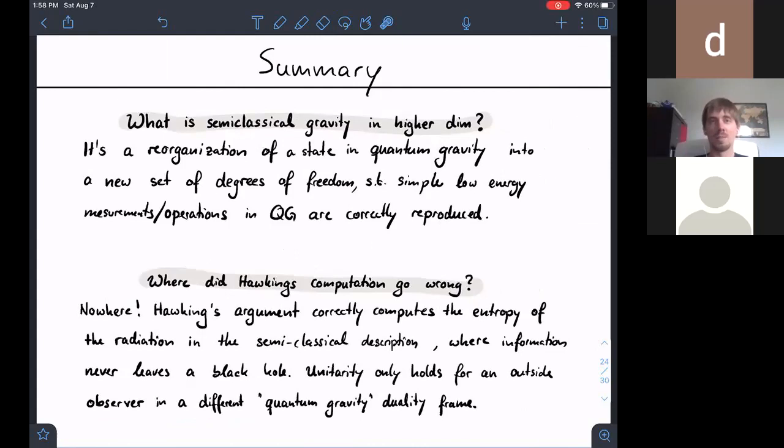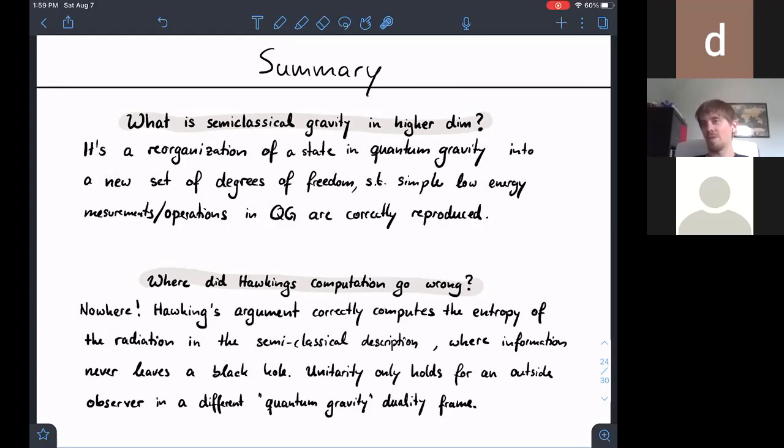Okay, so just to end the talk, let me start with the two questions I started out with and answer them in opposite order. From this perspective, if you want to ask what is semi-classical gravity in higher dimensions, then the answer is something like: it's a reorganization of states in quantum gravity into some new set of degrees of freedom in such a way that simple, low energy observables or operations are correctly reproduced in semi-classical gravity outside the black hole. In order to reproduce complex questions, we need to have access to the interior of the black hole.